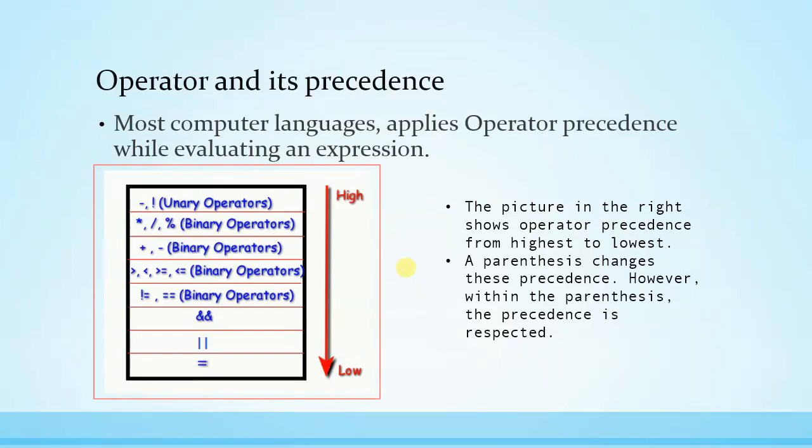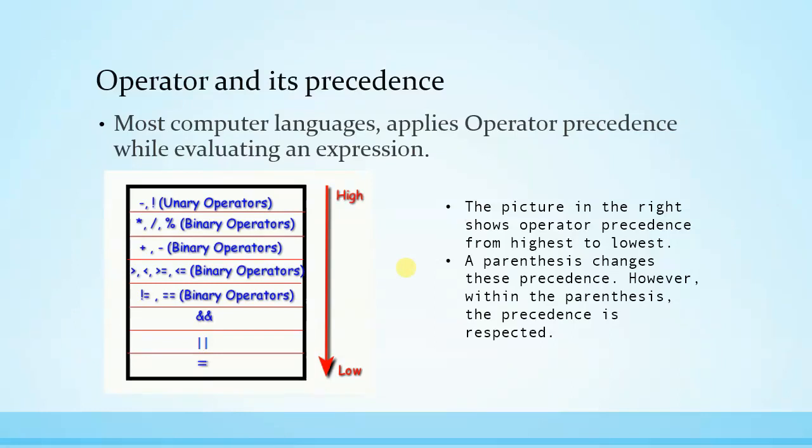Look at the picture here on the left hand side. Here we have specified operator precedence from high to low. The top operator you are seeing here is a unary operator, so that has the highest precedence. Whenever an expression has minus a or minus b, that has the highest precedence. Note, the minus can play as a unary operator or as a binary operator also.